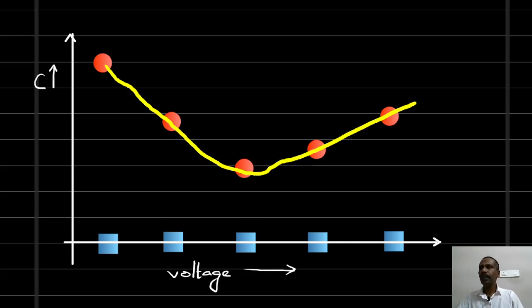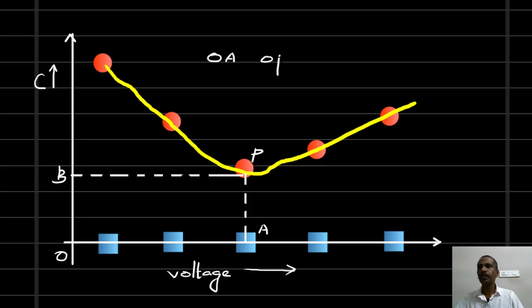Now from this graph you can see this is the minimum cost point. Suppose this is O, this is A, this is the point P, this is the point B. So from this graph, the operating voltage corresponding to the minimum cost is OA. So OA is the optimum voltage.